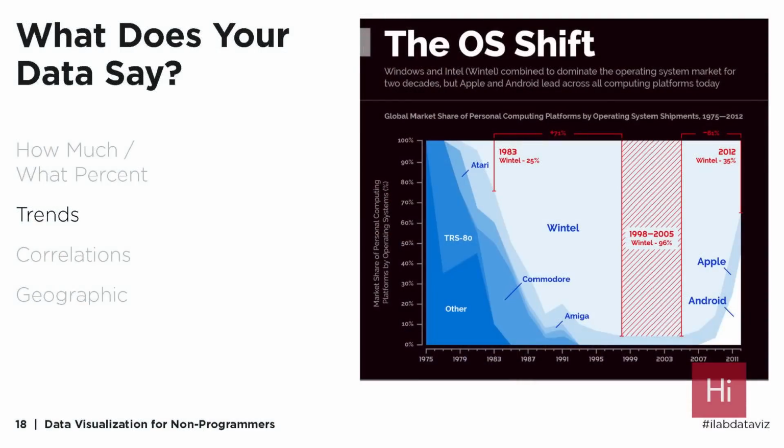So in this particular graphic, we're looking at how Apple and Android completely took over Wintel, or you know, Windows and Intel, in computing, essentially. They were totally dominant before, and now it's all Apple and Android. So that's what this graphic is showing. We have some callouts here.